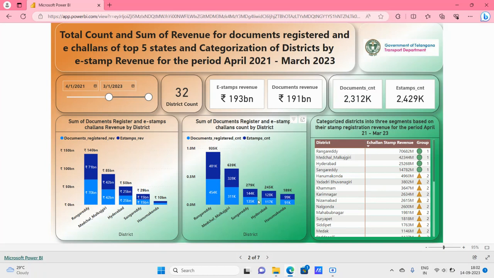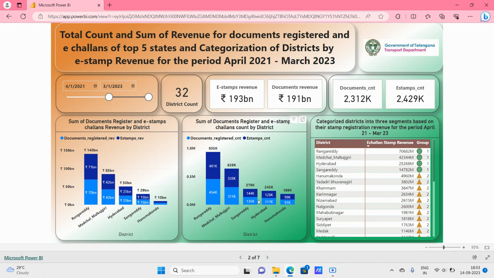This is the slide analyzing the e-stamp registration and document registration dataset for the period April 2021 to March 23. The entire data is for the period April 19 to March 23. This data set for e-stamp registration and document registration consists of two columns for number of documents received for registration and e-stamp challans, and other for the revenue from those document registrations, and e-challans are in separate columns.